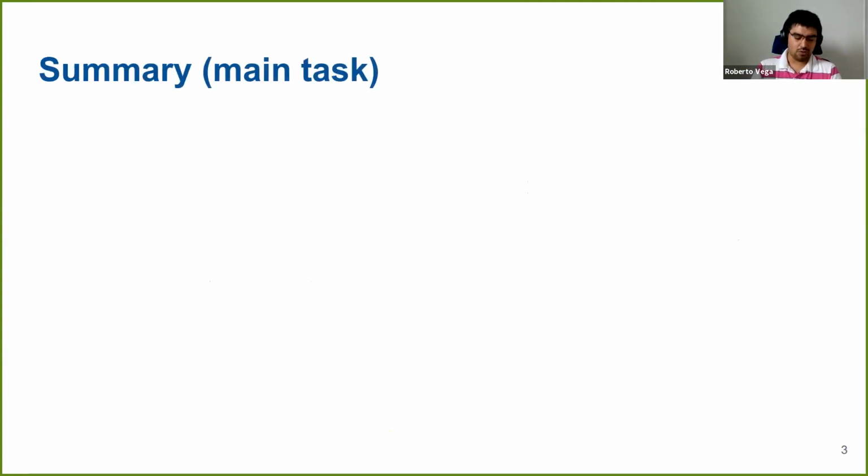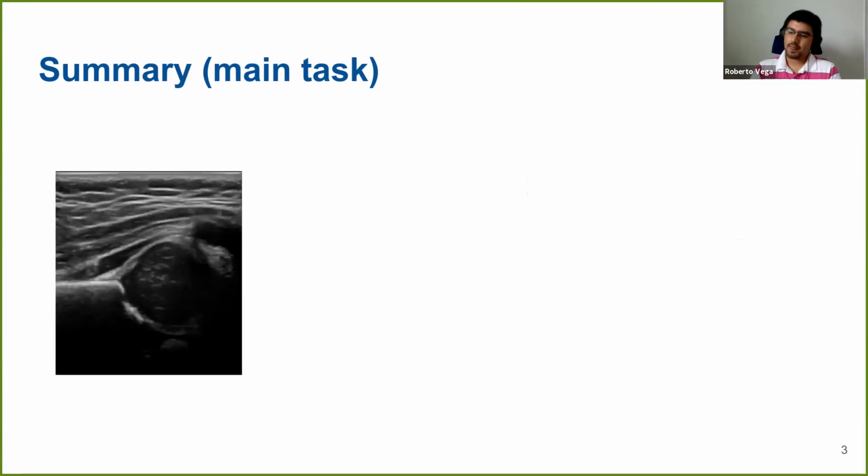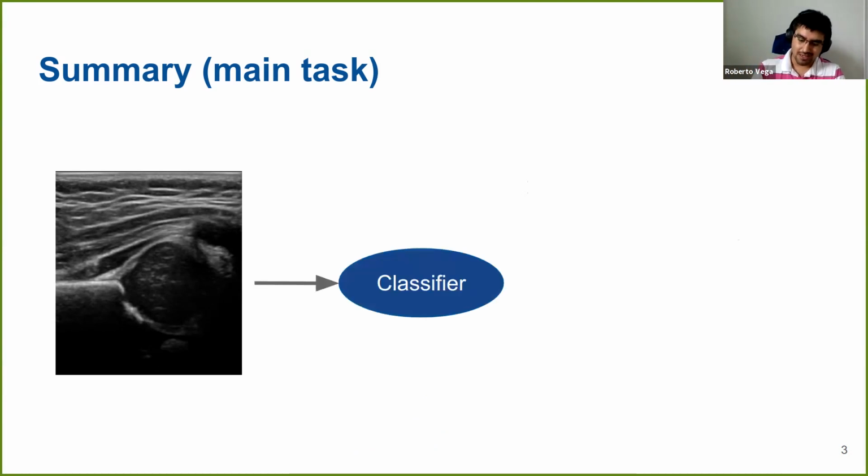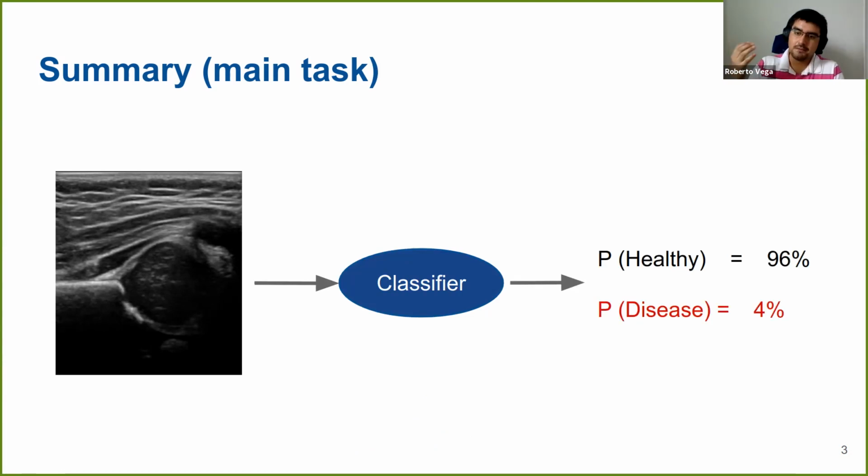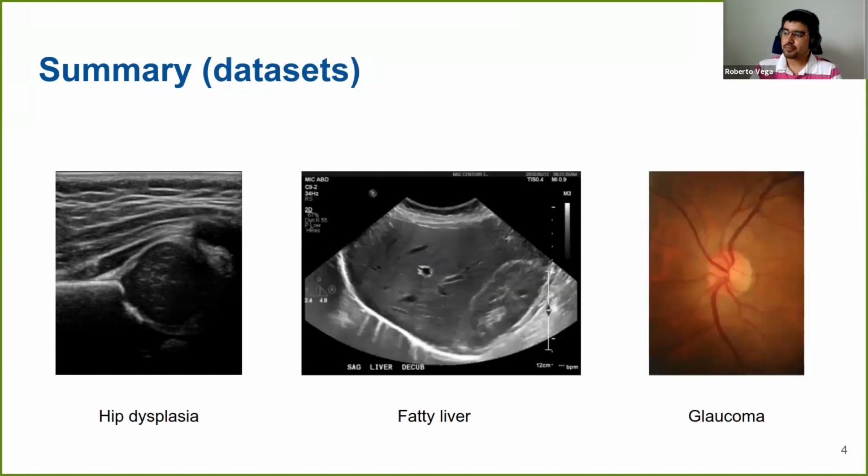So let me start with a summary. Let me start with the ending. What is the main task that we are trying to do? Imagine that we have a medical image, and this is an ultrasound image of the hip. And then we want to create a classifier. And we want that classifier to say the probability of being healthy is 96%, and the probability of having a disease is only 4%. So we want an automatic diagnostic classifier.